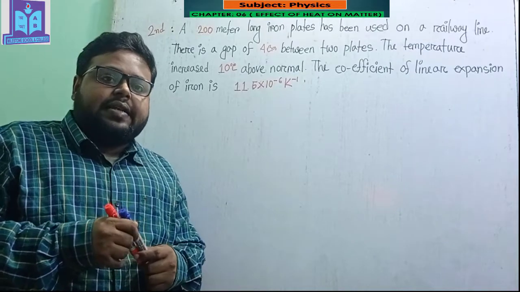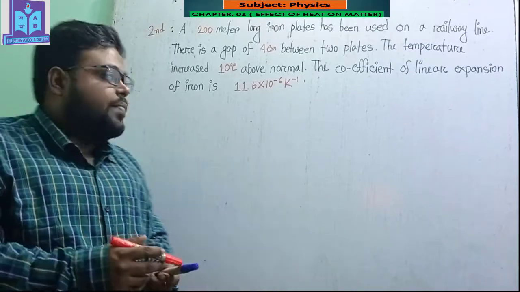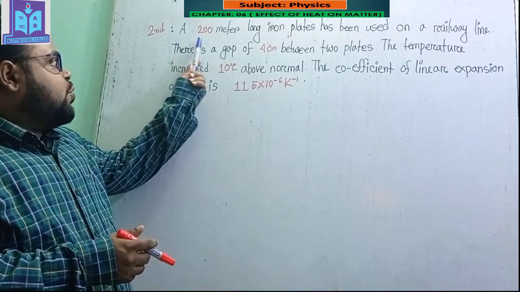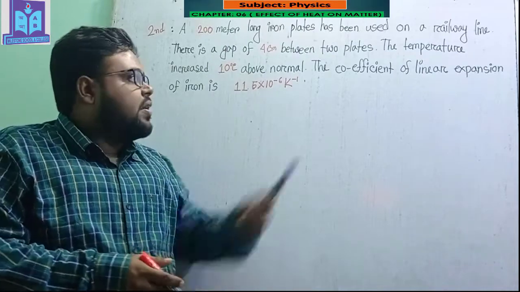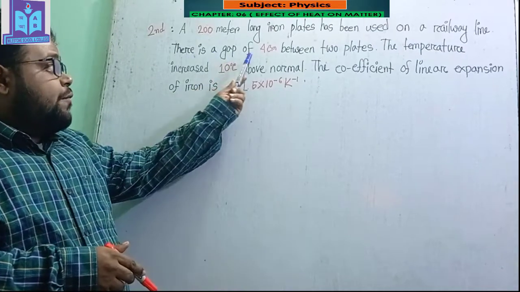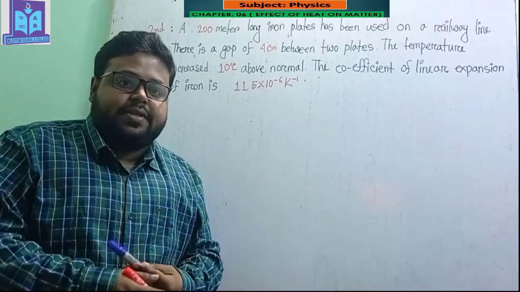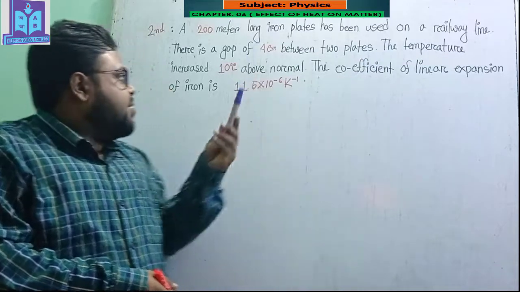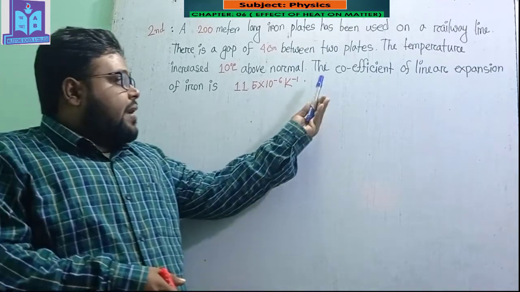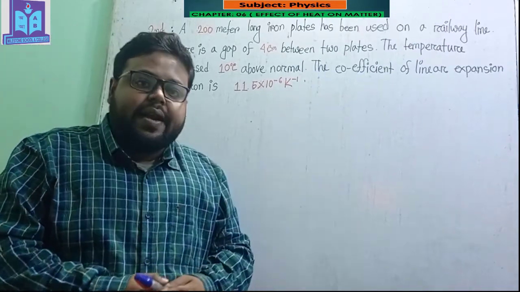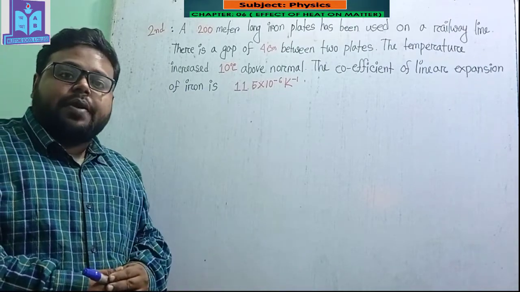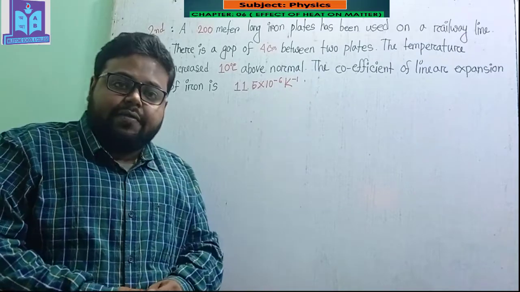So my dear student, this is our second creative question, and here you can see that the stem is: 200-meter long iron plates have been used on a railway line. There is a gap of 4 centimeters between two plates. The temperature increased 10 degrees above normal. And the coefficient of linear expansion of iron is 11.5 into 10 to the power minus 6 per Kelvin.